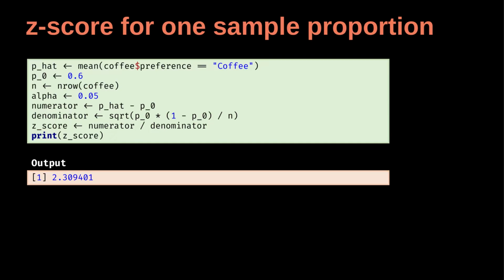We set the alpha or significance to 0.05. With these values, we compute the z-score. This measures how far our sample proportion is from the hypothesized proportion in terms of standard error. The z-score is computed as 2.3. Is this score significant? Let's calculate the p-value to find out.